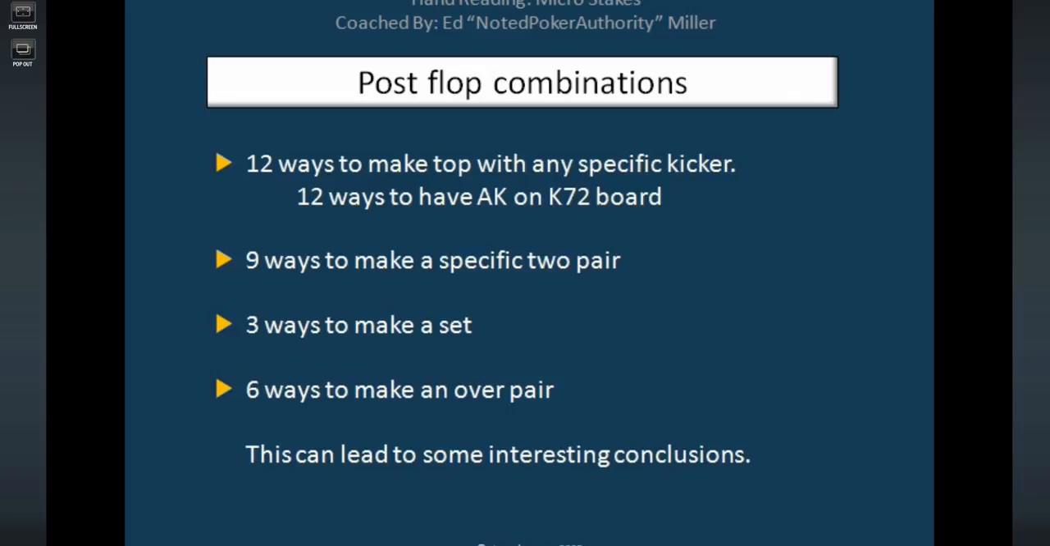So likewise, there's 9 specific ways to make 2 pair, because one of the cards of each rank is eliminated, so it's 3 times 3, basically, is how you figure that out. There's only 3 ways to make a set, because there were 6 ways to make a pair, but when you take one of the cards out, there's only 3 possible combinations left. And there's 6 ways to make an overpair, because that's the same as the original preflop.